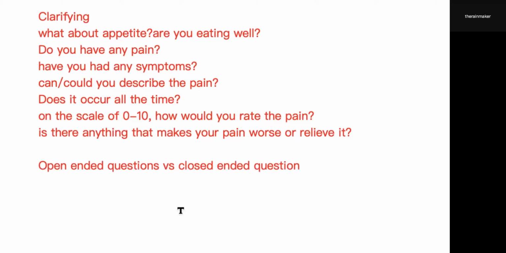Closed-ended question means, do you understand me? The patient is going to say yes. Do you understand me? The patient says no. Are you getting me? Yes, no, yes, no. They are called closed-ended questions. Open-ended question means you're inquiring something from the patient.